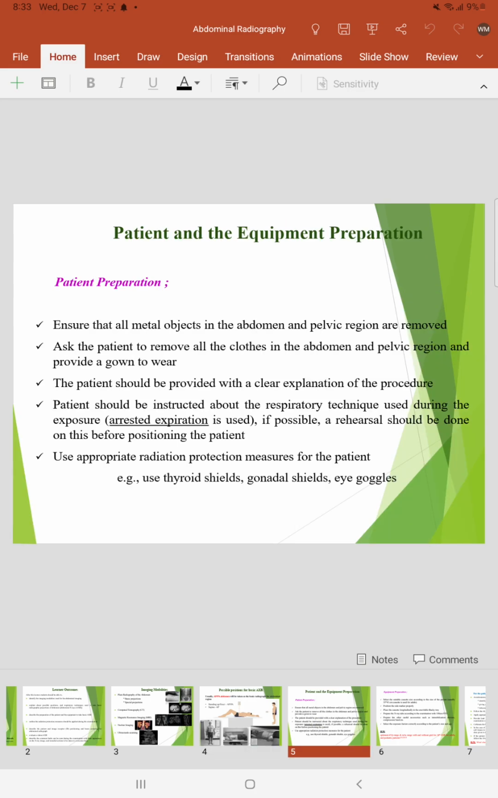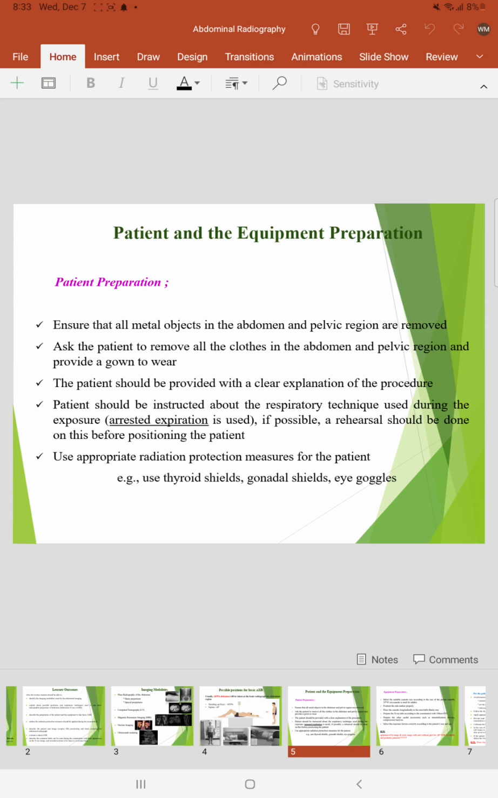Patient and equipment preparation. Patient preparation. Ensure that all metal objects in the abdomen and pelvic region are removed. Ask the patient to remove all the clothes in the abdomen and pelvic region and provide a gown to wear. The patient should be provided with a clear explanation of the procedure.